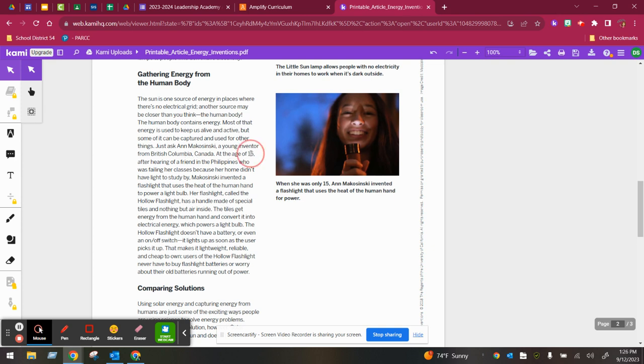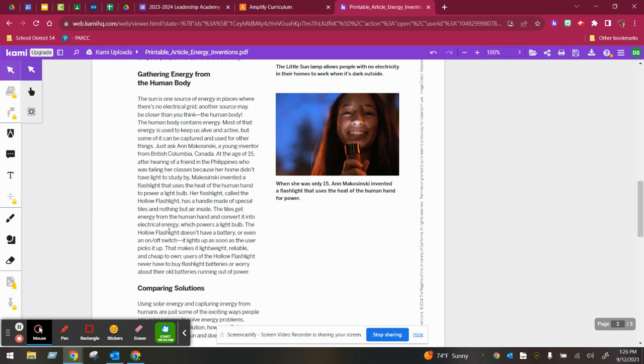At the age of 15, after hearing of a friend in the Philippines who was failing her classes because her home didn't have a light to study by, Makowsinski invented a flashlight that uses the heat of the human hand to power a light bulb. Her flashlight, called the hollow flashlight, has a handle made of special tiles and nothing but air inside. The tiles get energy from the human hand and convert it into electrical energy, which powers a light bulb.